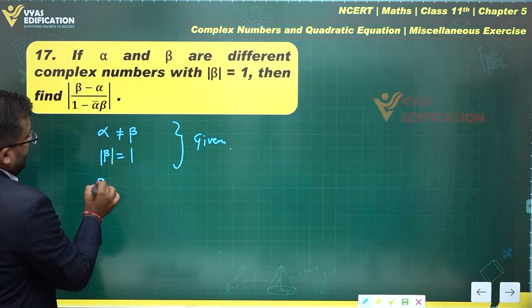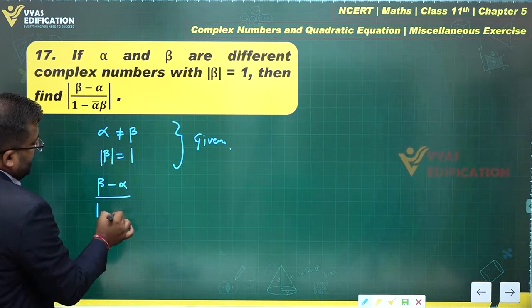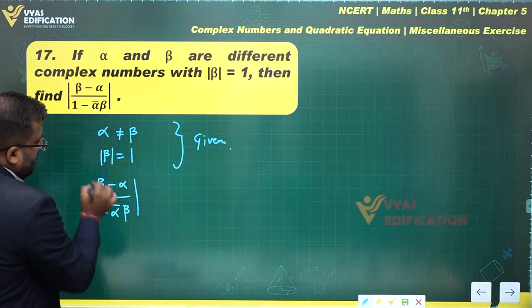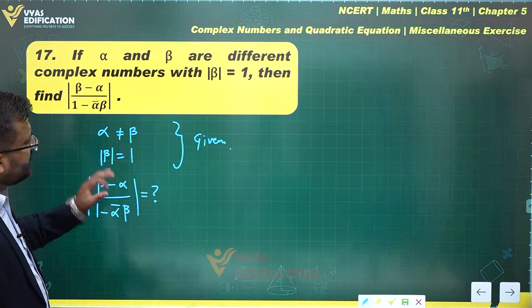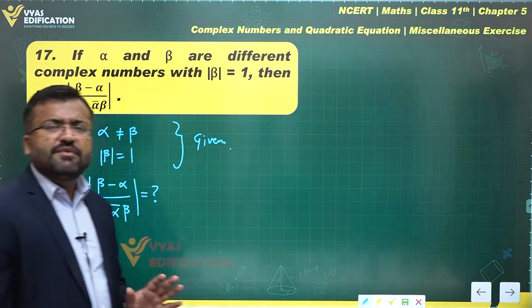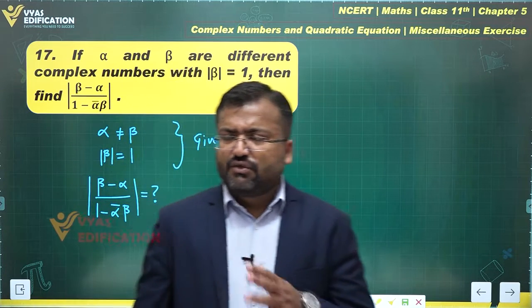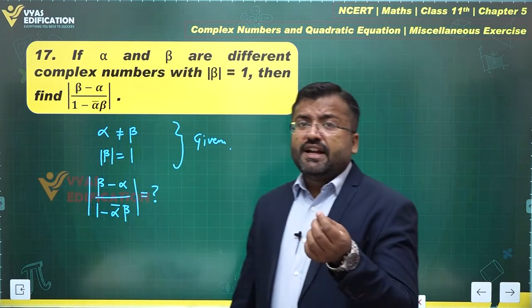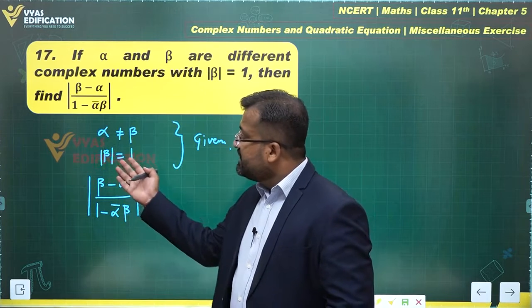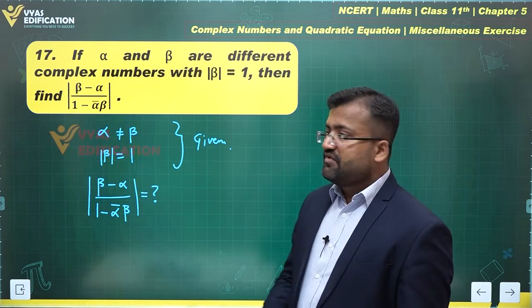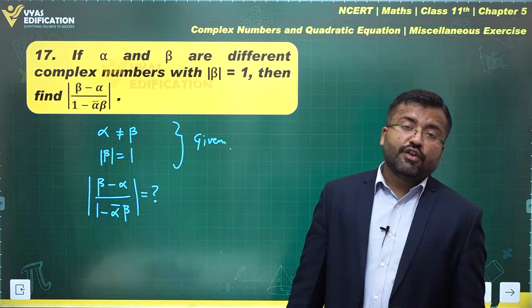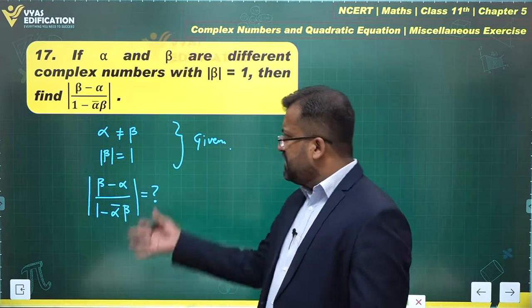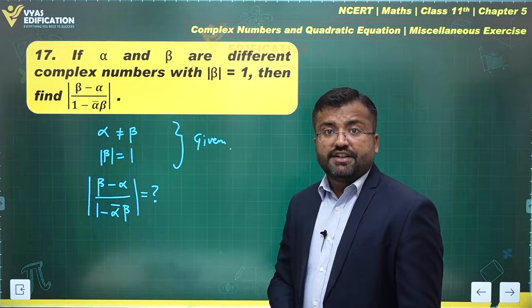We are supposed to find the modulus of (beta minus alpha) over (1 minus alpha bar beta), and this is supposed to be found, right? As you can clearly observe, there's not much information given about alpha in the given question. Only a little bit of information is given about beta, that its magnitude is 1, its modulus is 1, and we are supposed to find this complicated expression somehow. How do we go about approaching this kind of a question, or this particular question in general? Let's talk about this one.